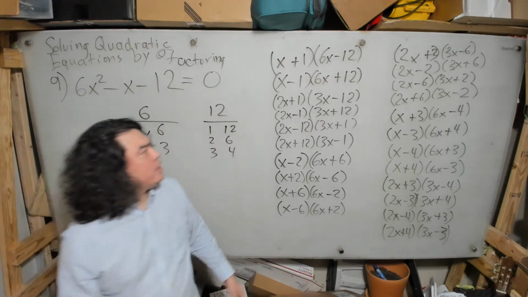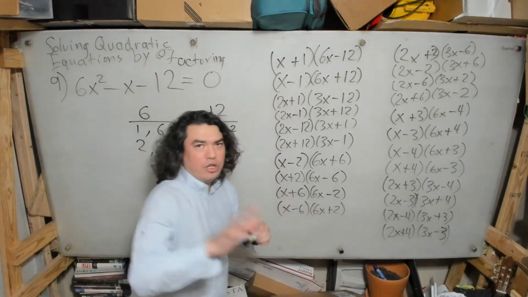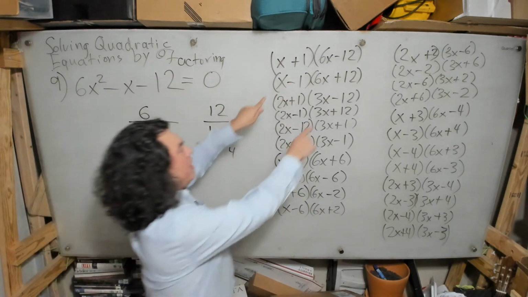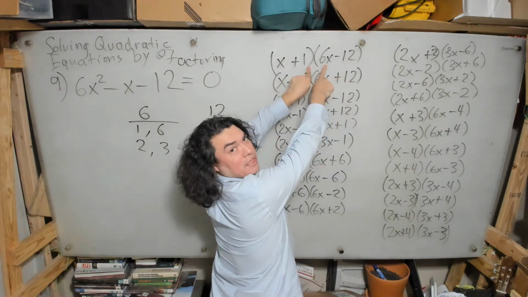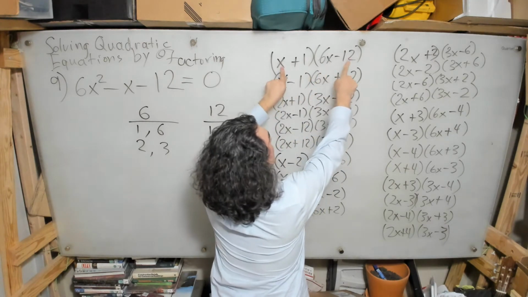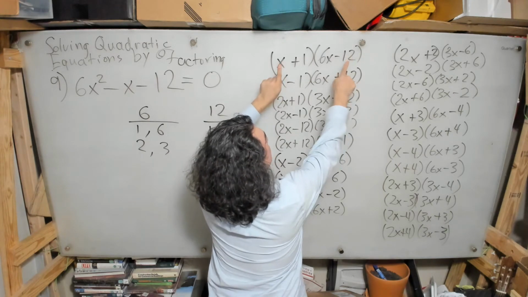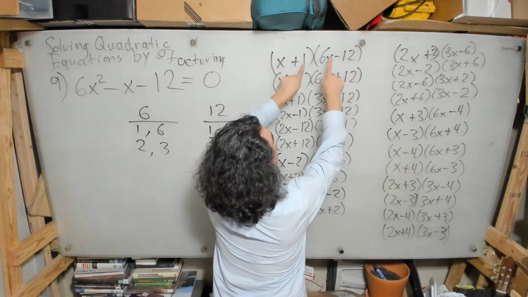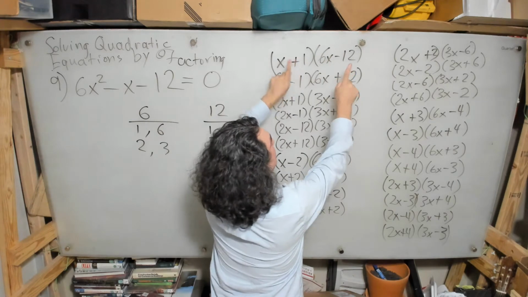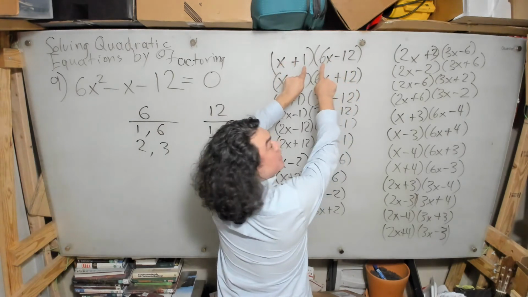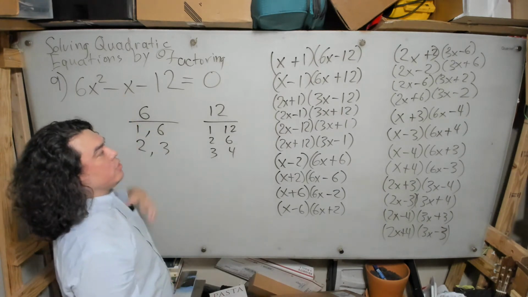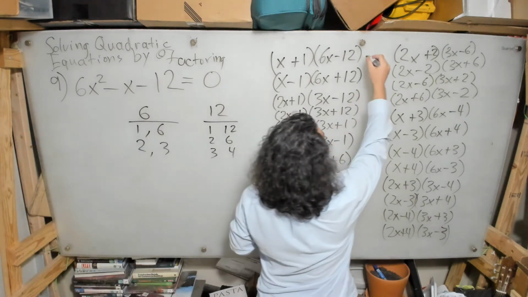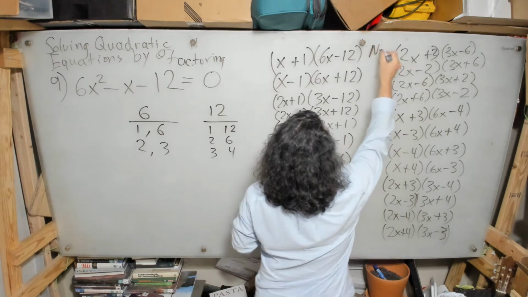So now we can start seeing. I want you to remember from last time, if we look at the middle term here, this will be negative 12x plus 6x. Because x times negative 12 will give us negative 12x, and 1 times 6x will give us plus 6x. So we have negative 12x plus 6x, that's negative 6x. It's not negative 1x, so we know that it's not this one. So we can say no to this first one.